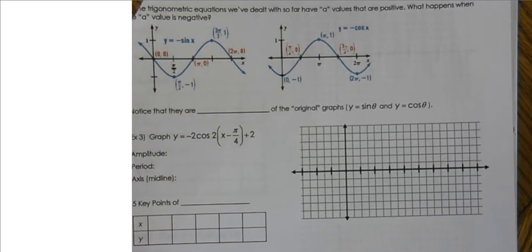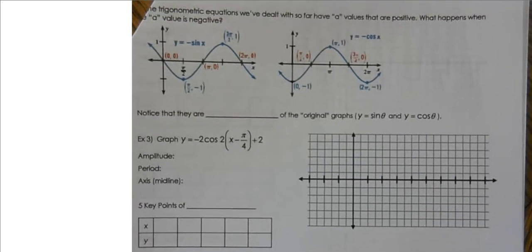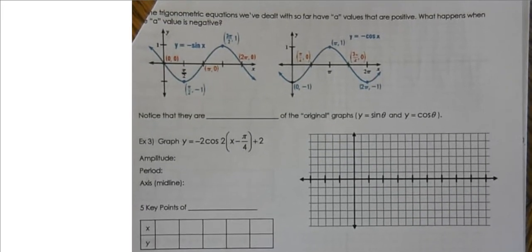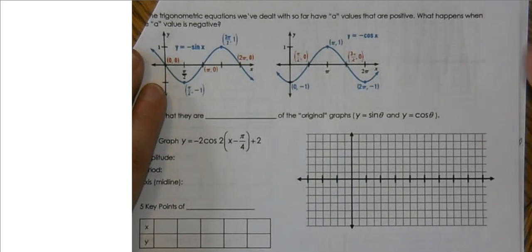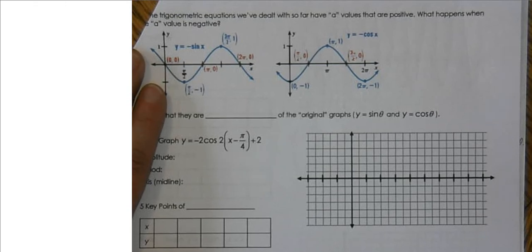Hi everyone. Today we are going to continue with our discussion of graphing transformations of sine and cosine functions. But this time around, we are going to be working with a value of a that is going to be negative. So far, every single trigonometric equation that we've dealt with has had an a value that's positive. So what happens when our a value is negative?